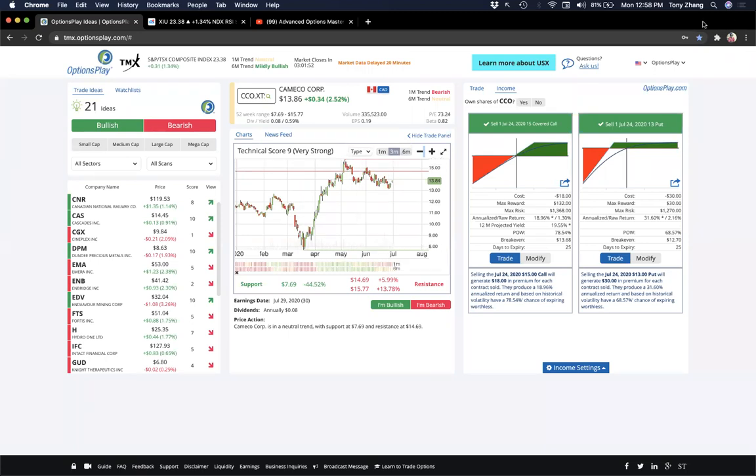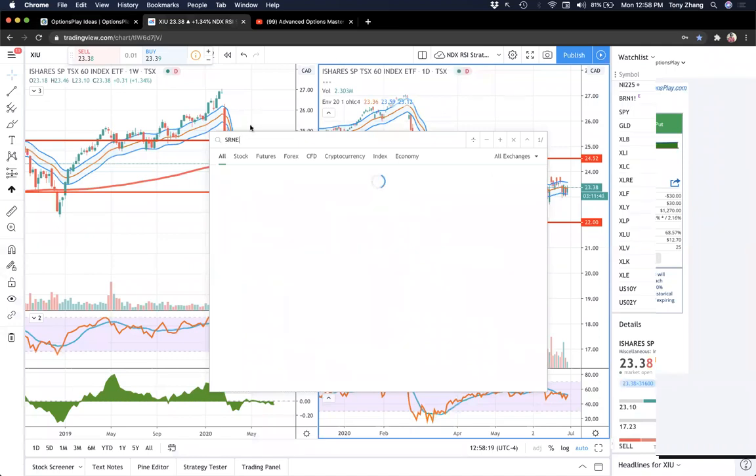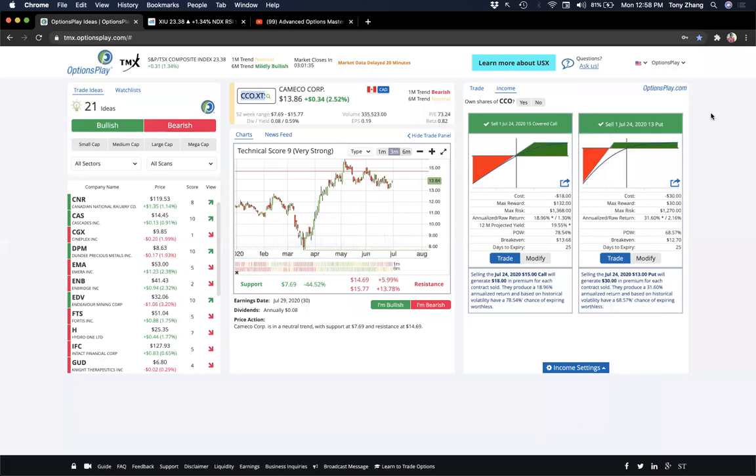Okay, I've already taken a look at most of these. Can you please check SRNE? Is that a Canadian symbol? I don't believe so. Yeah, that's a US-based symbol, so I'm not going to look at any US-based symbols here. CNR, we've already looked at Canadian National Railway.